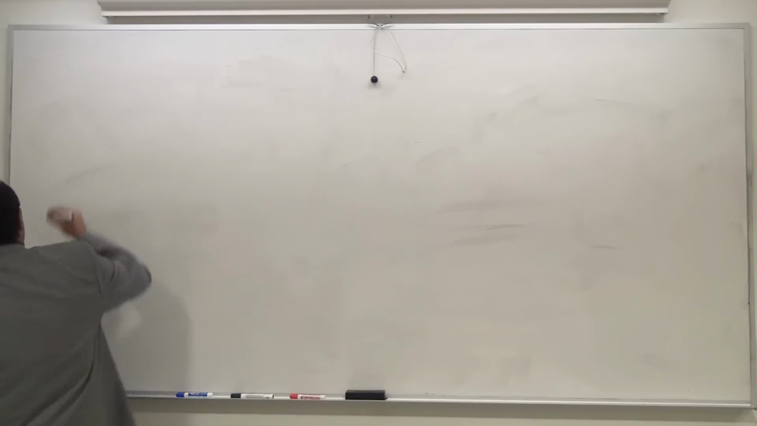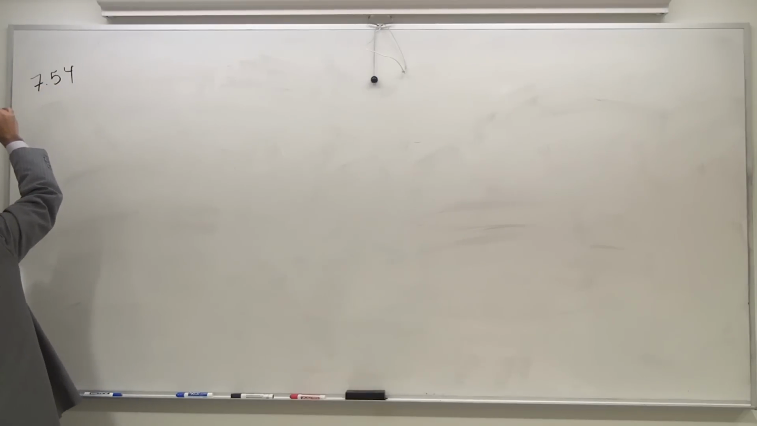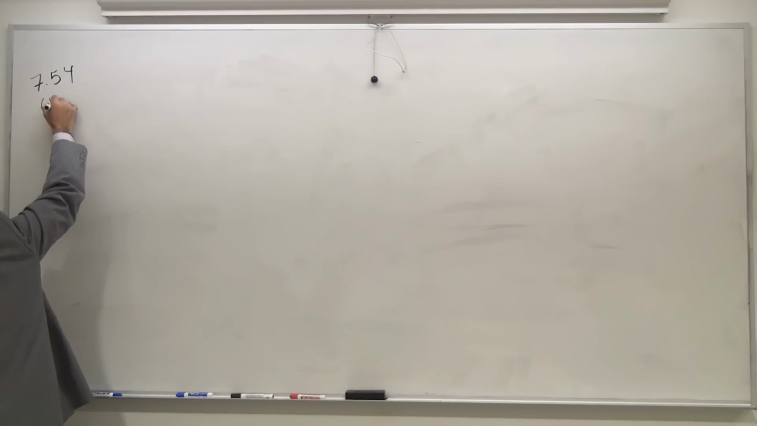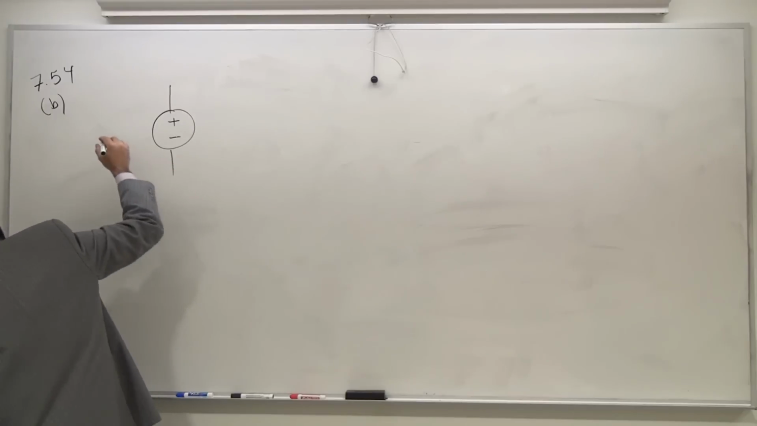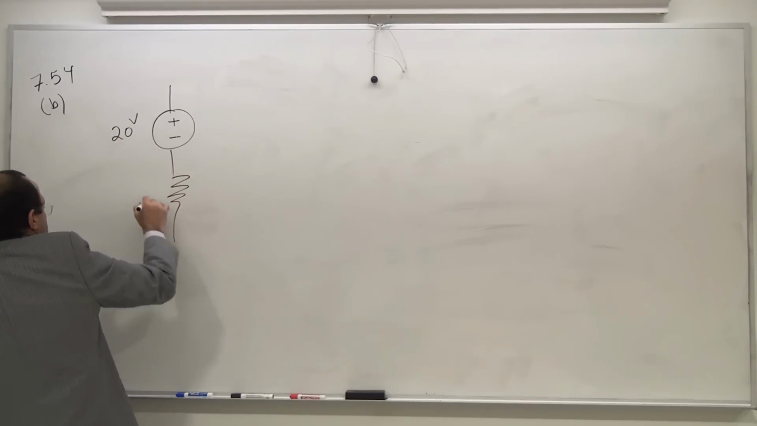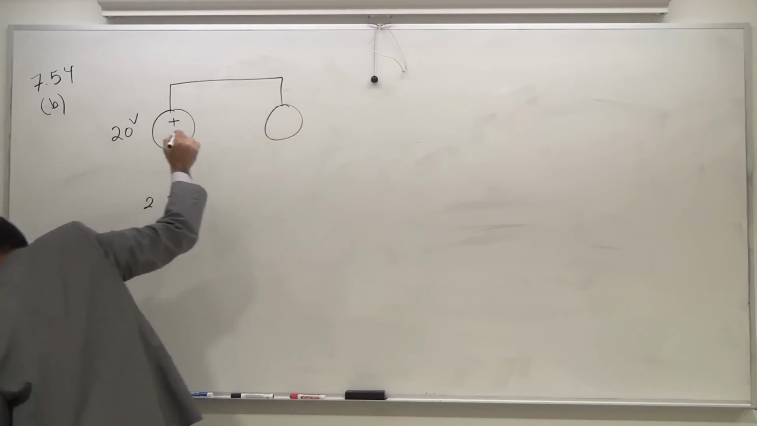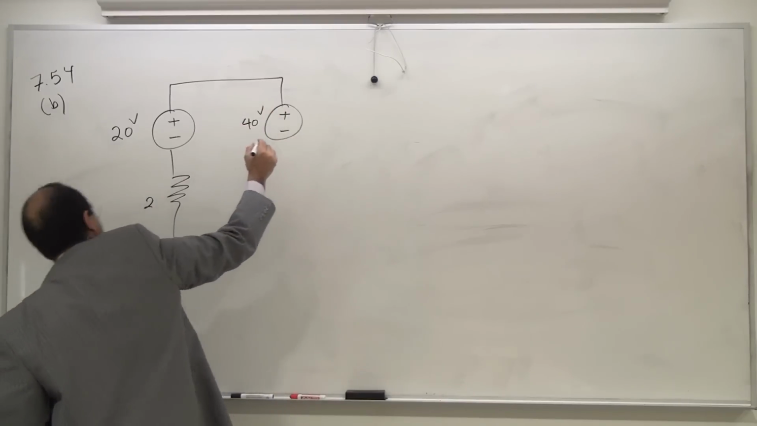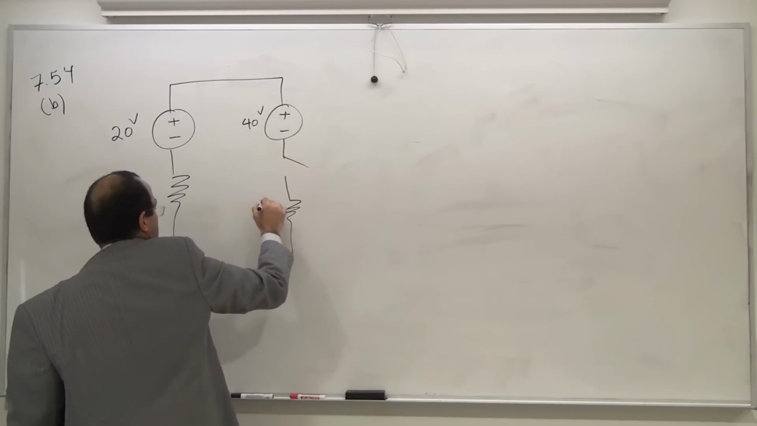Okay, let's go for 754, and I'm going to solve part B. The circuit has a 20 volt source, a resistor, a 40 volt source, a switch, and a 6 ohm resistor.